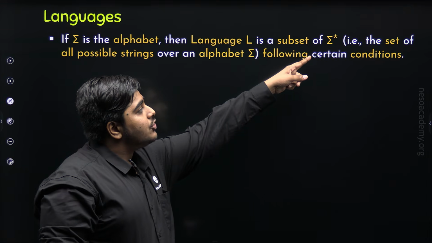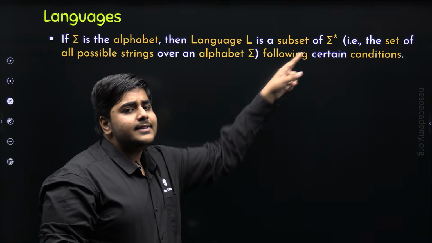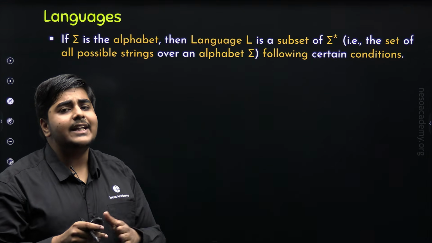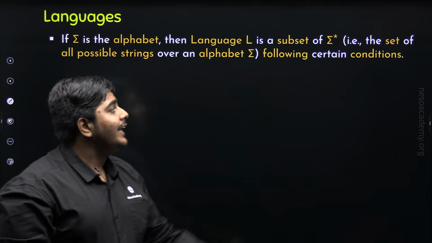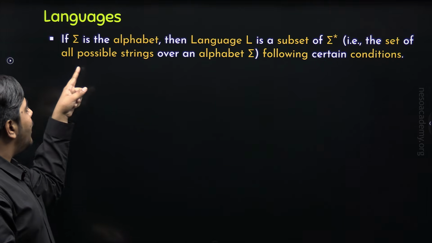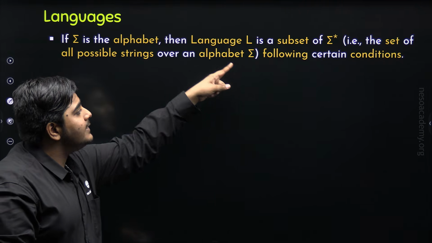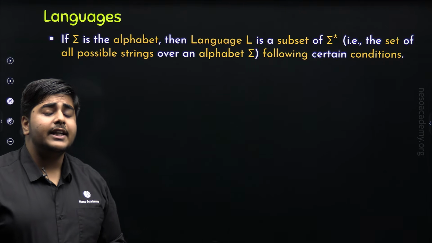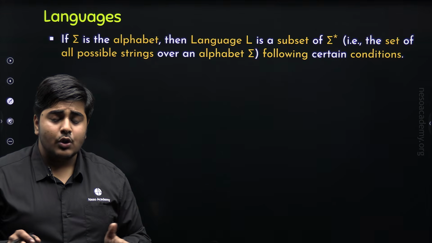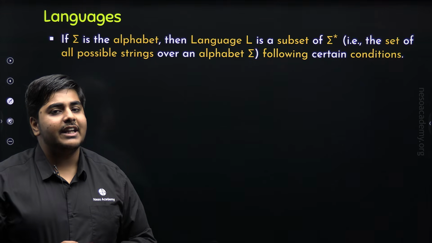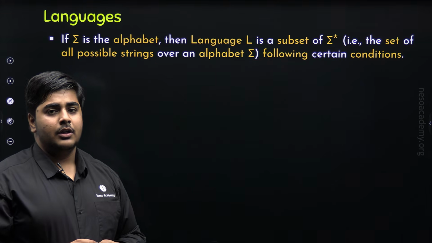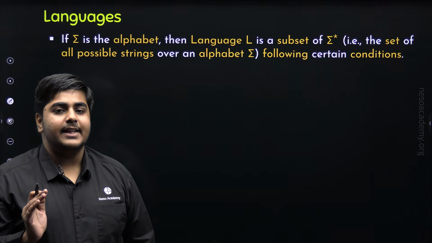In the previous lecture, we have understood what is sigma star. It is the Kleene star closure, which is defined as the set of all possible strings over an alphabet sigma. That means it contains all possible strings of all the lengths over the given alphabet sigma. So it is a kind of universal set.